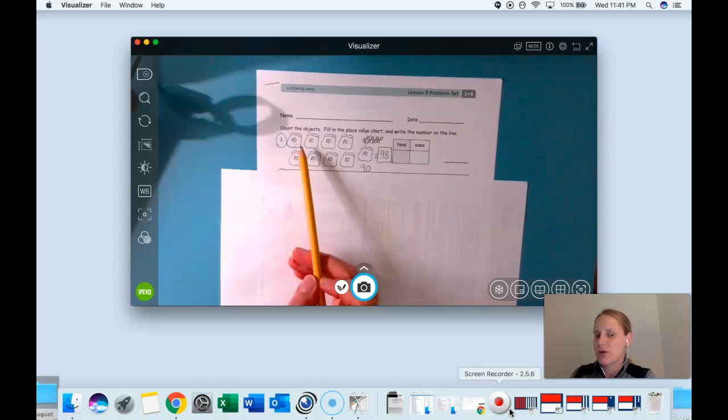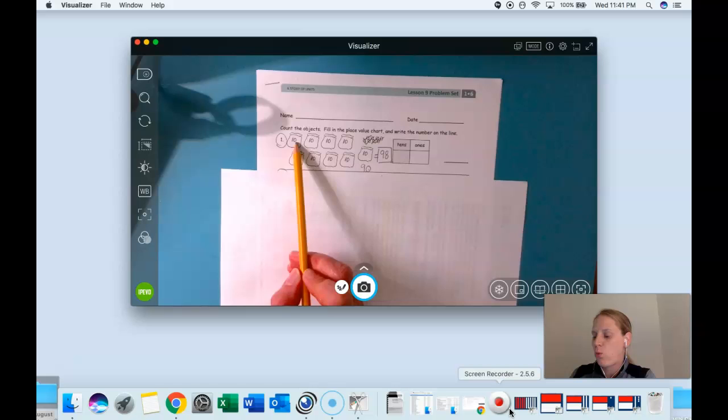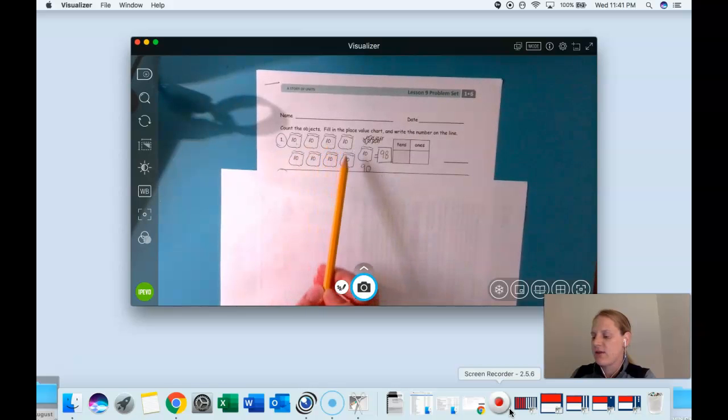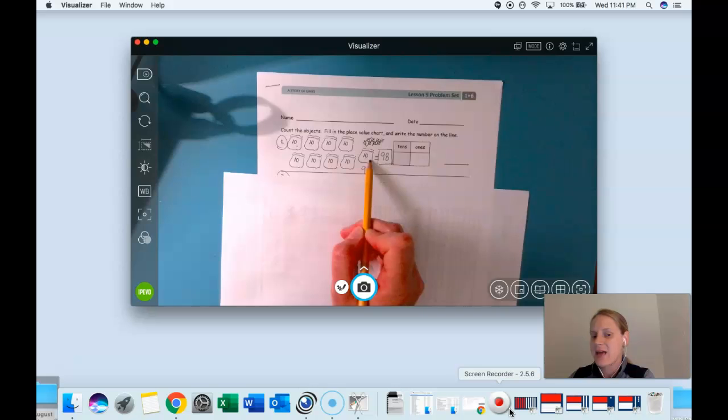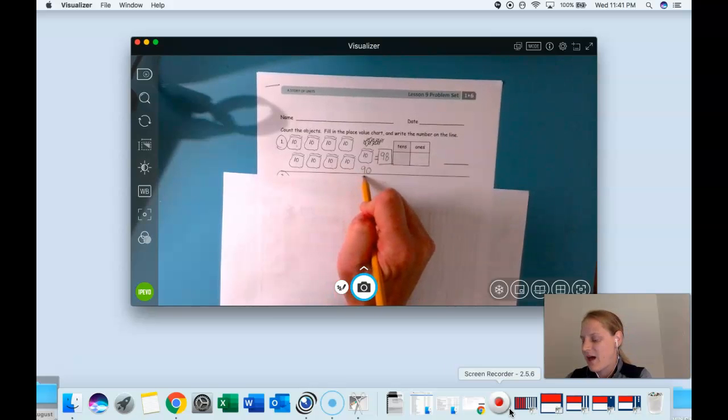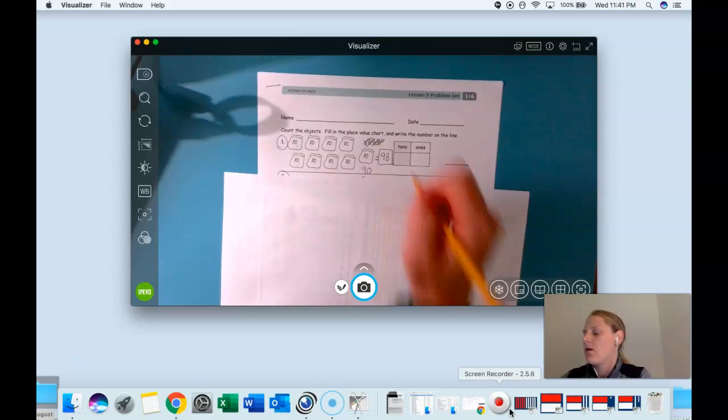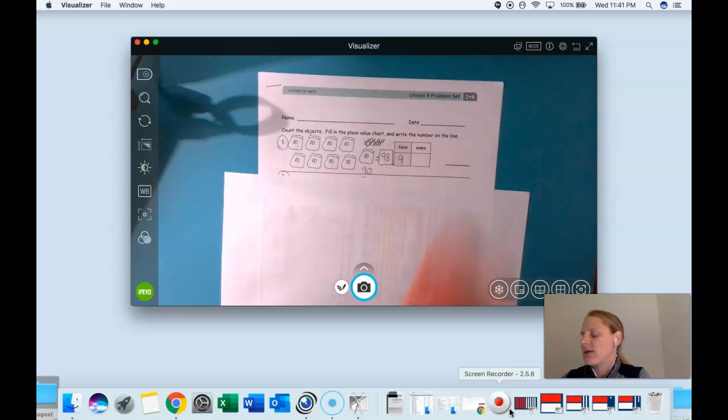I can use my picture to help me here. There are 1, 2, 3, 4, 5, 6, 7, 8, 9 tens in 98. And we figured that out when we counted by 10. We said 9 tens is the same as 90. And I see that that 9 digit there is what is representing my 9 tens.